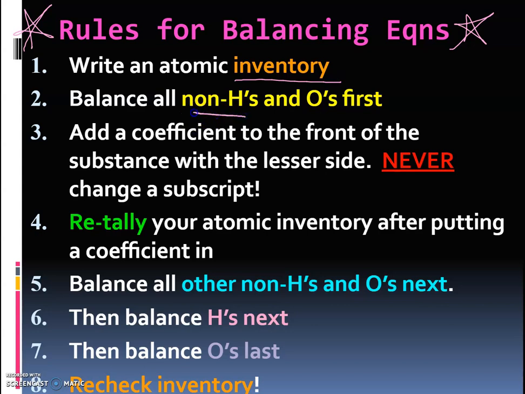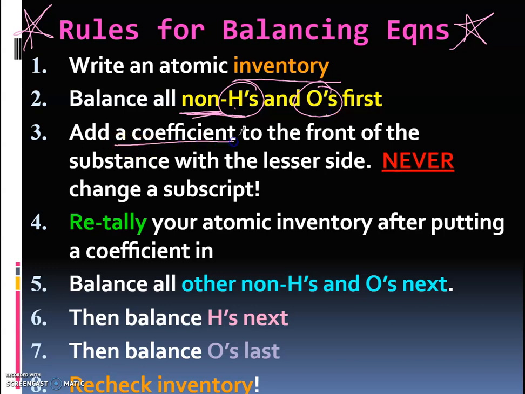You balance everything that's not a hydrogen or oxygen first. Hydrogen and oxygen are very common elements, so the other elements that are more rare are going to dictate how many hydrogens and oxygens you have on each side. So how do you balance it?